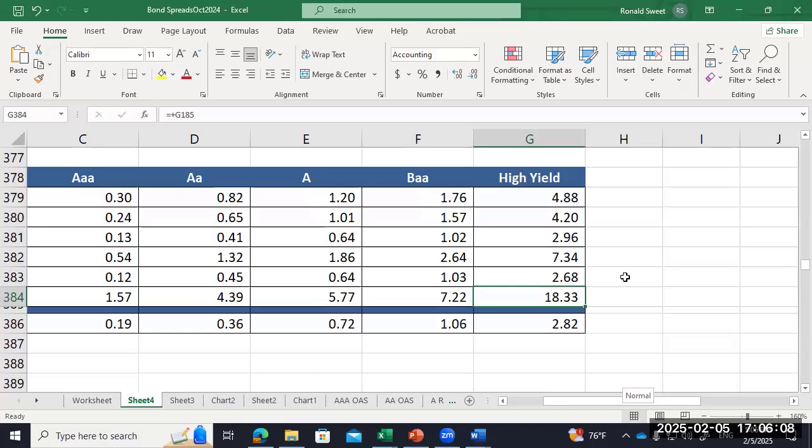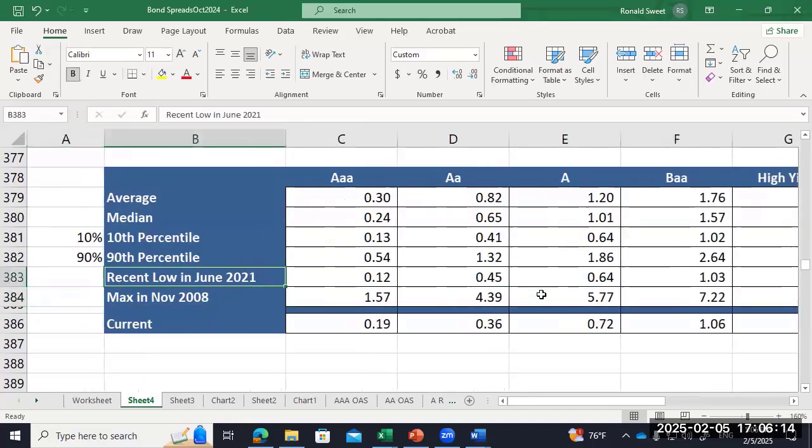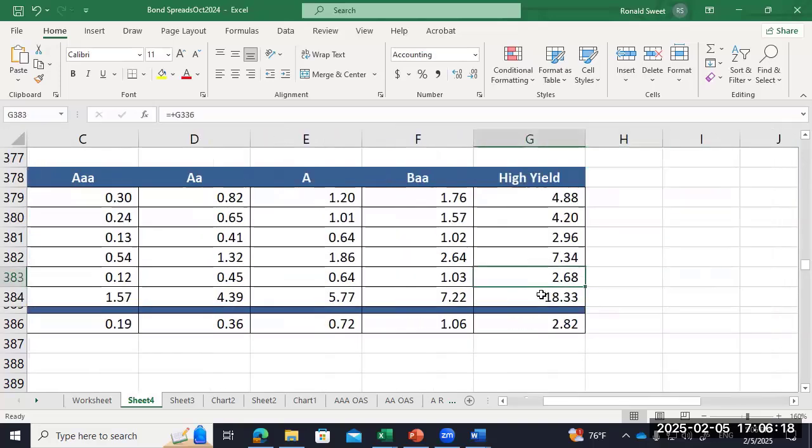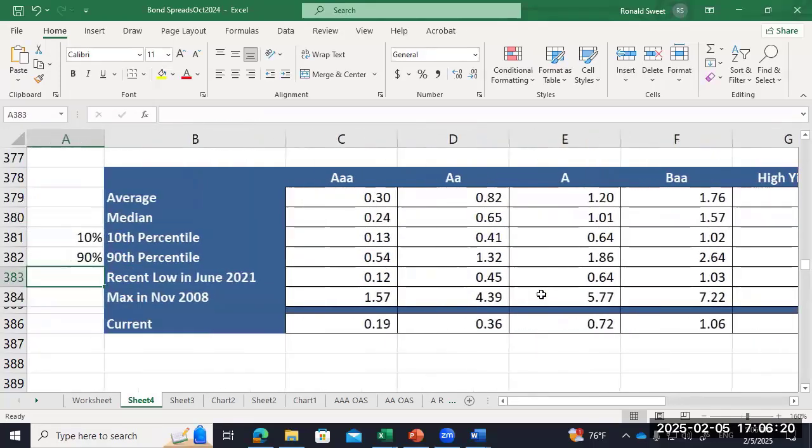It was amazing. But today, look at that difference. So this is back in 2008. Their lowest ever was back in June of 2021, before the big blow up in 2022. And it's just really low. You can see the typical range. So right now, you're not getting paid very much for credit risk. That's why I've been looking at treasuries.